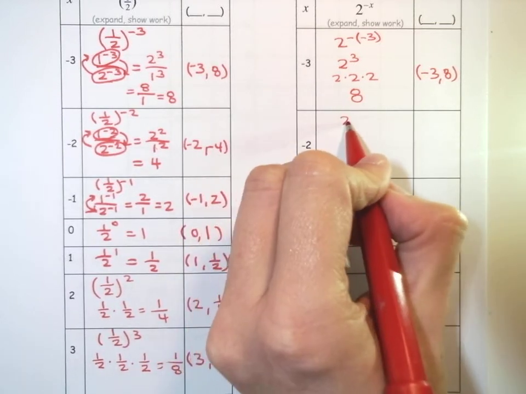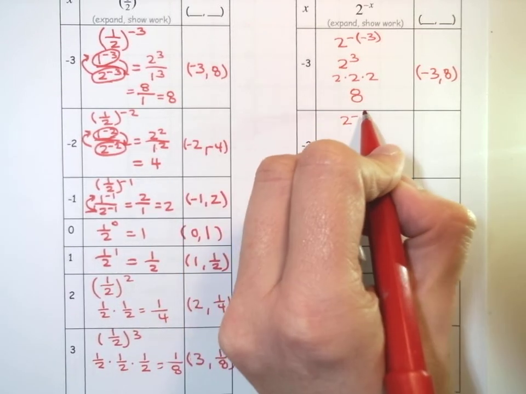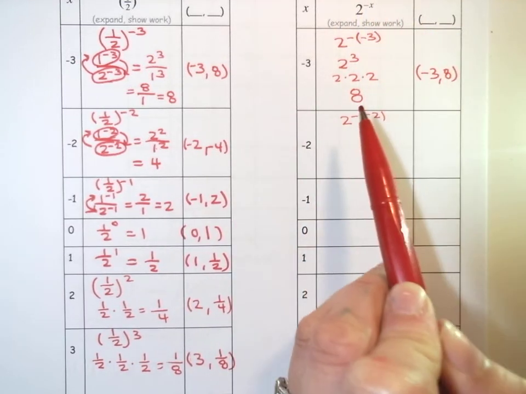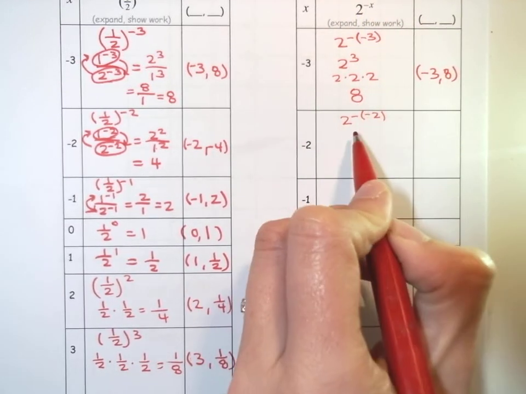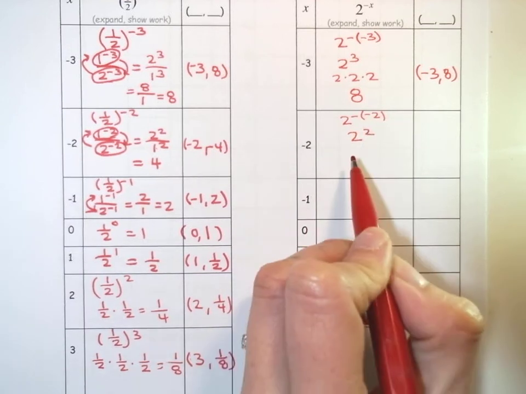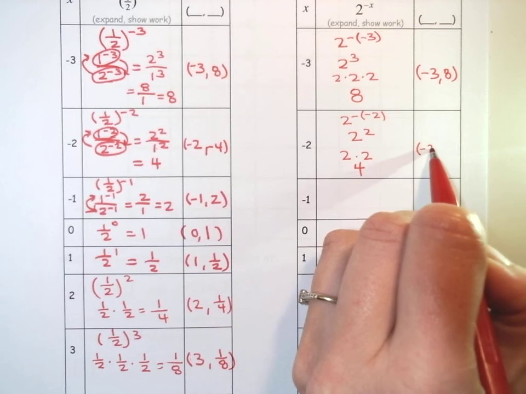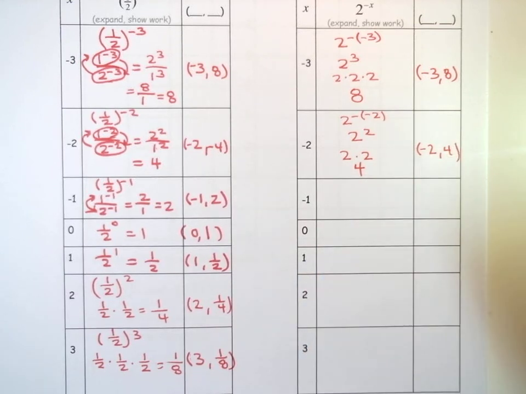Then we have 2 to the -2 power, because it's 2 to the -x. So we're writing the x in the parentheses, which means this becomes 2 to the +2 power. 2 times 2 is 4. So this point is -2, 4.